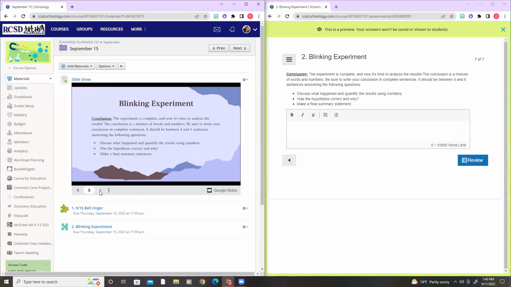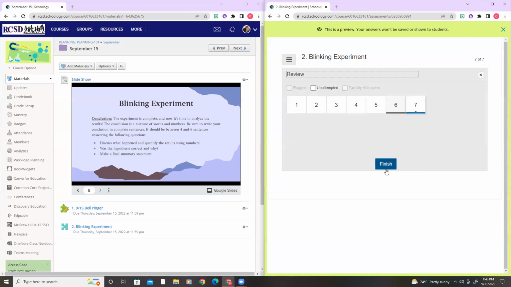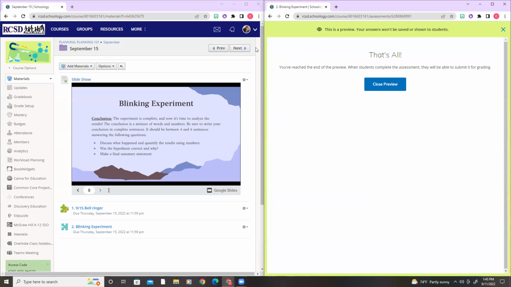Discuss what happened and quantify the results using numbers. Was your hypothesis correct? Why? Why not? And then make a final summary statement. Once you are finished with all this, go ahead and review and submit, and have a great rest of your day. If you have some free time, please be working on any other assignments that you might have missing.